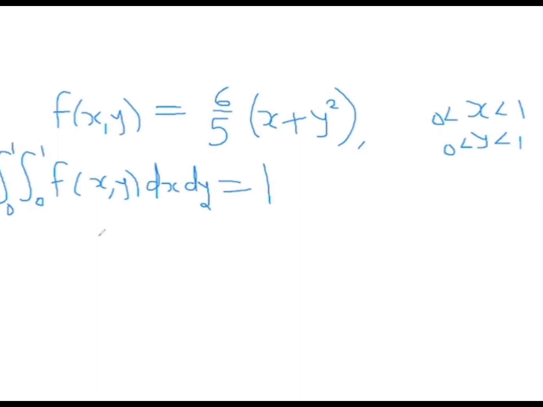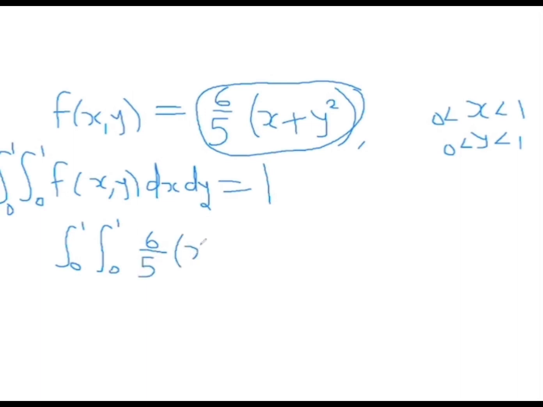So if I want to do that now, I'm going to plug in this guy here. The integral from 0 to 1, then from 0 to 1, of f(x, y), which is 6 over 5 times (x plus y squared) dx dy.